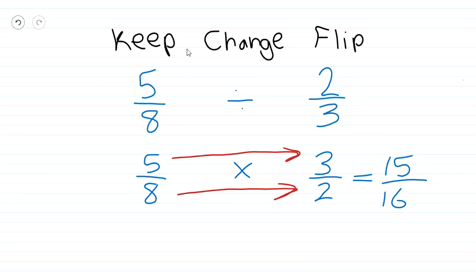Pretty straightforward. So again, to divide fractions, you use the keep, change, flip method. You keep the first fraction the same. You change the sign from division to multiplication. You flip. You invert, or you turn the second fraction upside down. In this case, it was 2/3. When you turn it upside down, it becomes 3/2. Then you move on to the next step of multiplying straight across. And in this case, you have 5 times 3, which is equal to 15. 8 times 2 equals 16.